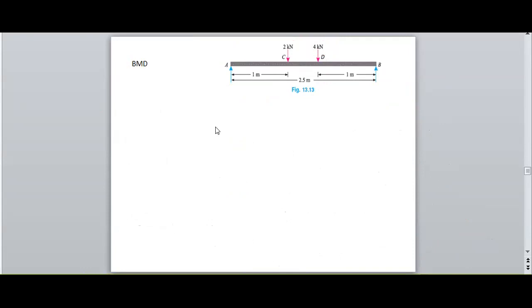So how to draw the bending moment diagram? Each and every point needs to be considered. The bending moment at B first: RB into distance 0 is equal to 0 kilonewton meter. Next, the next point is at D.